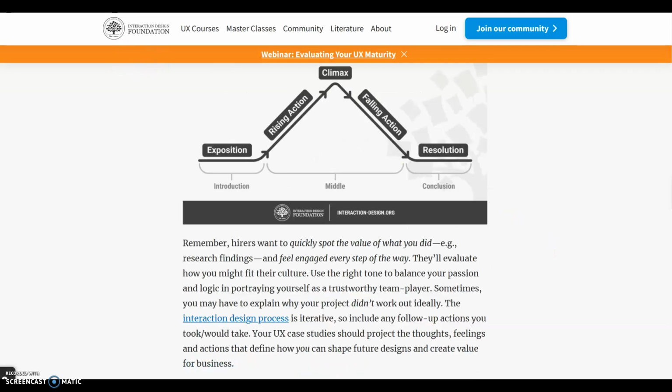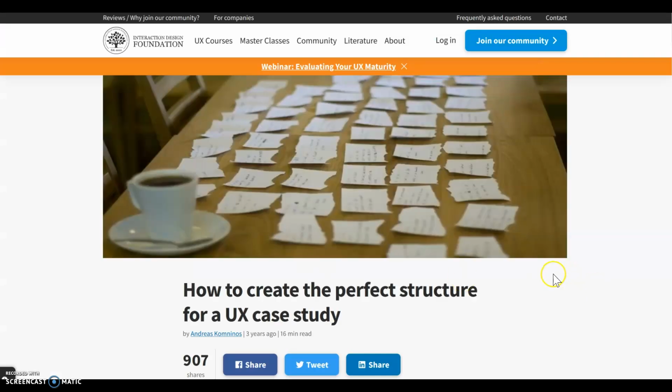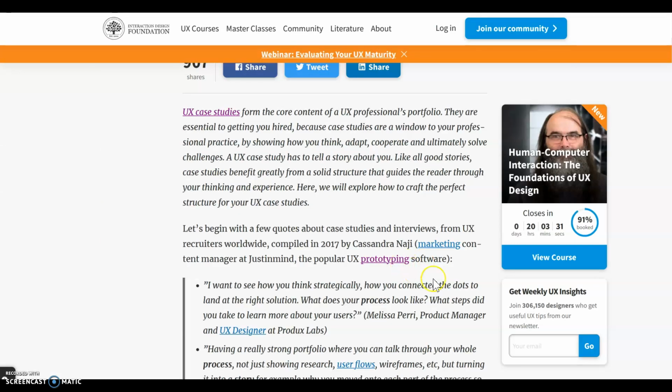So just keep those things in mind as you go through your various resources here. All of these are good resources, but this one on how to create the perfect structure for a case study is also quite good.